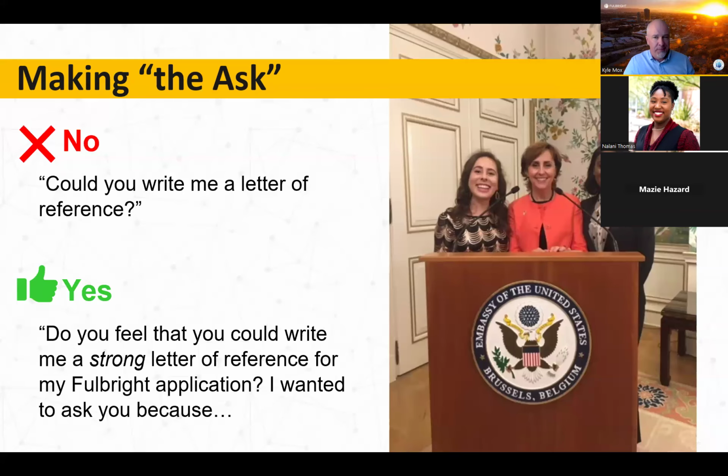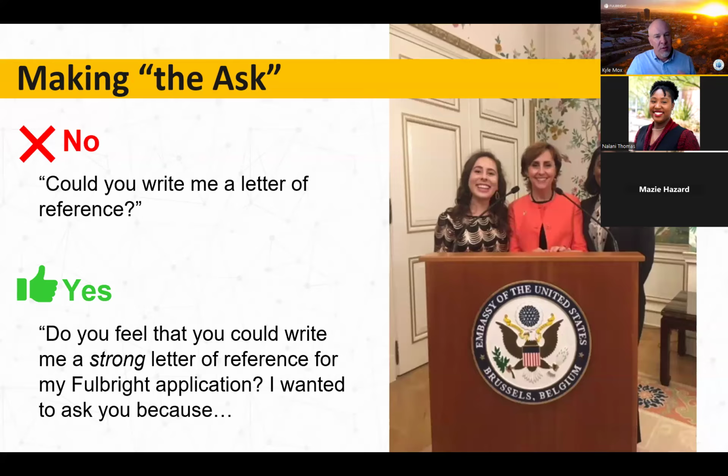The way not to ask: "Can you write me a letter of reference?" Chances are they'll say yes, right? And if you were raised by parents like mine, you would also get chastised for saying, "Well, I don't know, can I?" They might agree, but just a yes doesn't mean that they're going to write a good one, doesn't mean that they're enthusiastic about it.